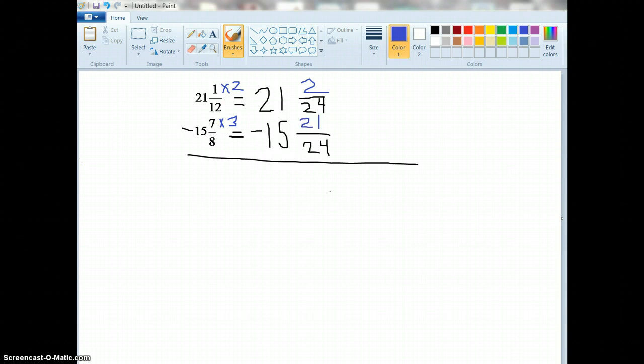If we check, 21 cannot be subtracted from 2. That will give us a negative number. So we have to borrow. Borrow 1 from the 21 and make it a 20.